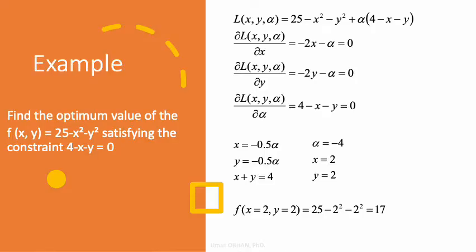Let's work through an example. Suppose we need to find the optimal value of the objective function f(x, y) equals 25 minus x squared minus y squared, with the constraint 4 minus x minus y equals 0. To do this, we first prepare the Lagrangian function. Next, we take the derivatives with respect to the three variables and set them to 0. By solving the resulting system of equations, we find the optimal values for alpha, x, and y. Substituting these values into the objective function, we obtain the result of 17.